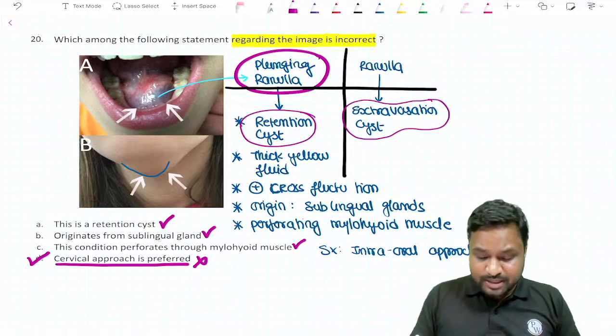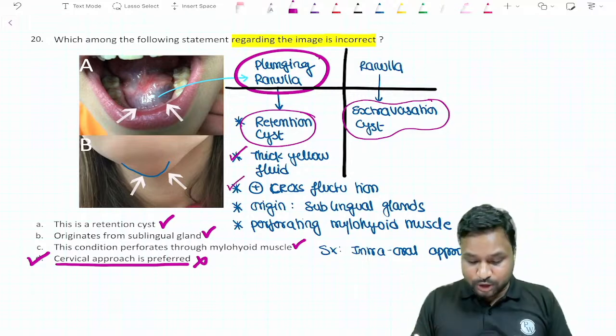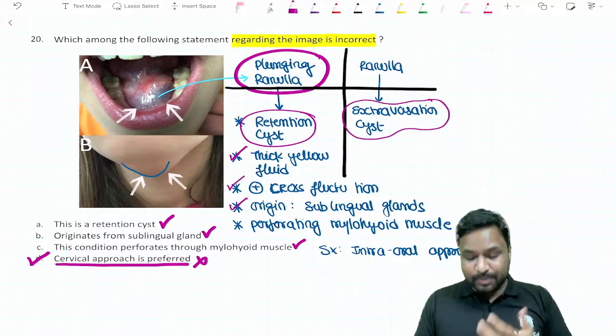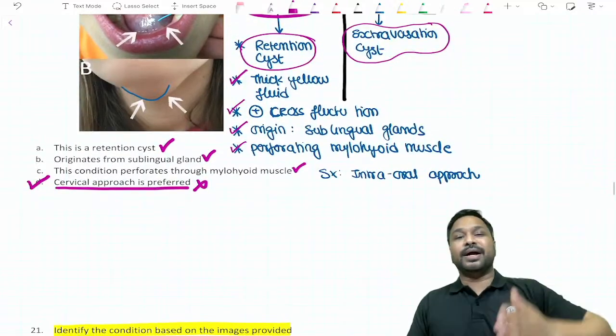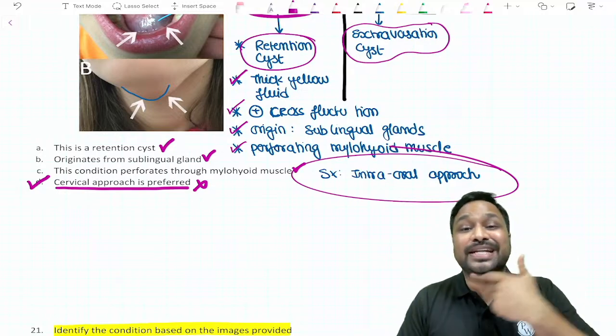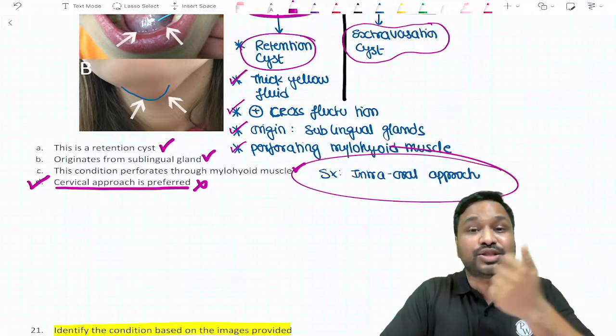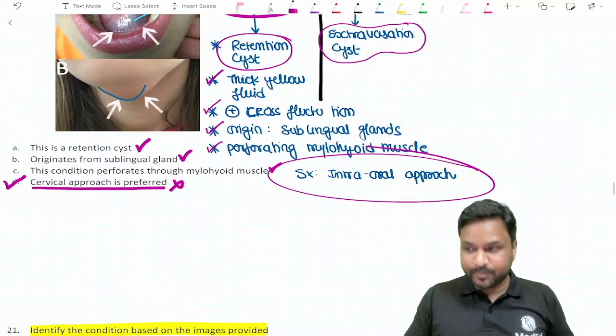How do you know it's a plunging ranula? The other features: you have a thick yellow fluid, there is presence of cross fluctuation, the origin is in the sublingual glands, and it is going to perforate the muscle. Which muscle? The mylohyoid muscle. What approach will you take? Remember, even though it is extending into the neck, I will not take a cervical incision. It will be an intraoral approach. That is what you have to remember, right?